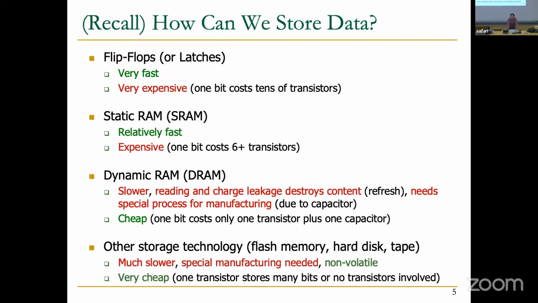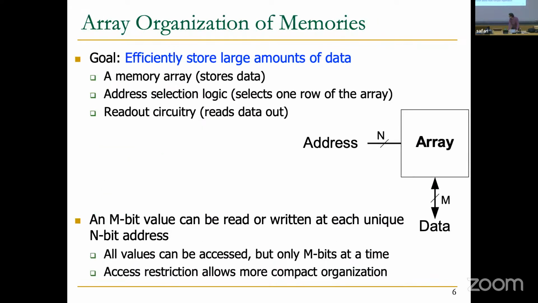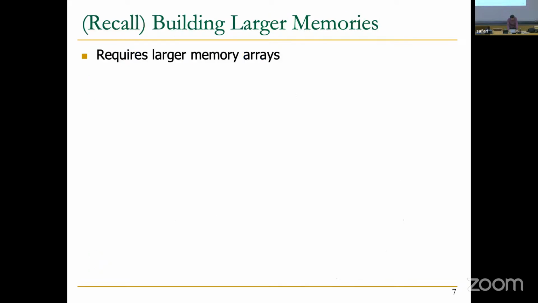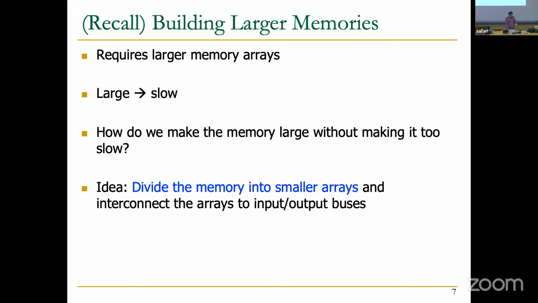We looked at how we can store data today. We covered a bunch of different technologies, but we looked at what they excel at and what they're bad at, and then hopefully you remember simplified array organization of memory. We will look at this array organization in more detail today in the context of DRAM. And to build larger memories, we require larger memory arrays. But because large is slow, we will basically divide our large memory array into smaller memory arrays. And you will see examples of this. And these will be hierarchical structures.